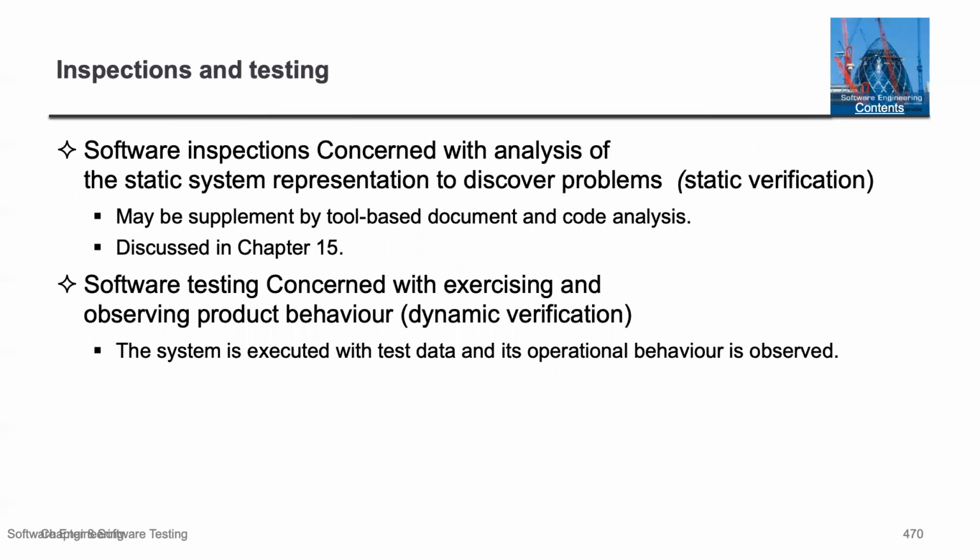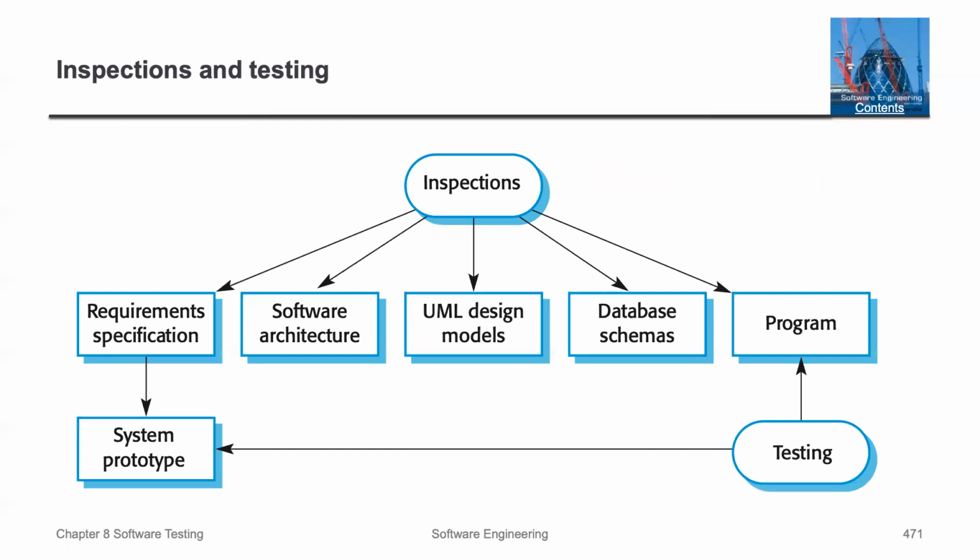What about inspection and testing? Software inspection is concerned with the analysis of the static system representation to discover problems, which is static verification. There may be a supplement by tool-based document and code analysis, which is discussed in more detail in chapter 15. And software testing is concerned with exercising and observing product behavior, dynamic verification. So the system is executed with test data and its operational behavior is observed.